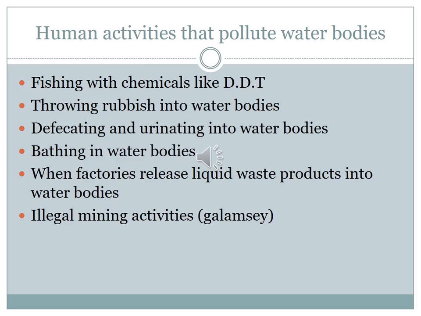Number one, fishing with chemicals like DDT. A lot of fishermen fish with chemicals. They pour chemicals into the water bodies so that the fishes will come out for them to catch them. Now, when we pour chemicals into the water bodies for fishing activities, it makes the water poisonous. It makes it unsafe or impure.